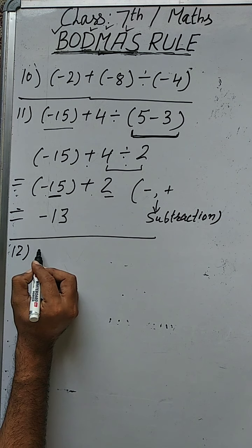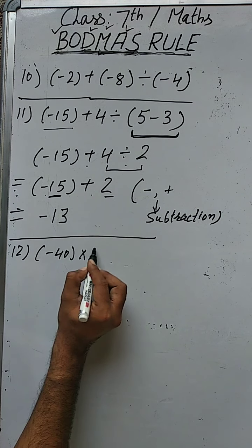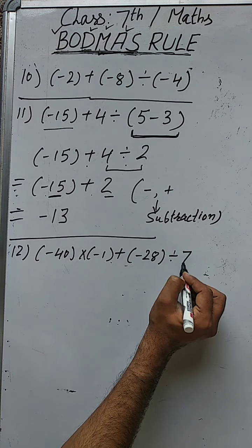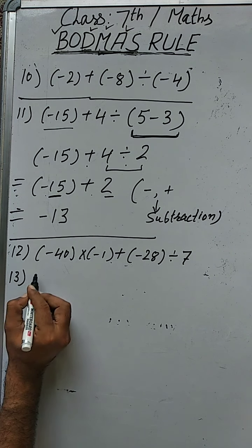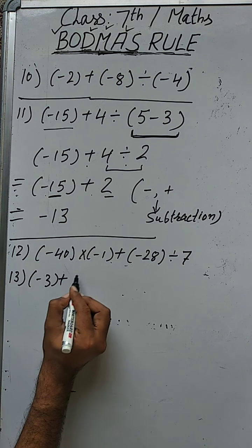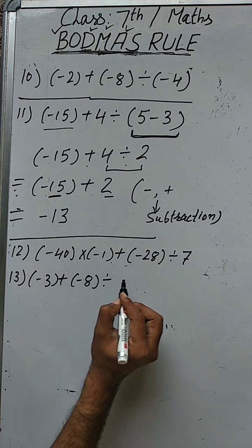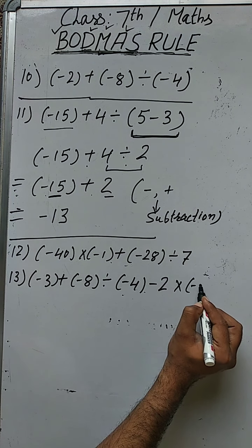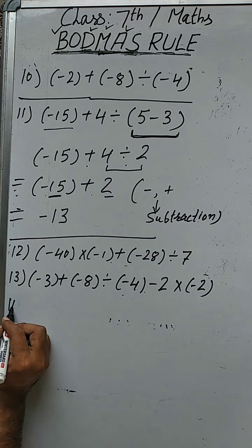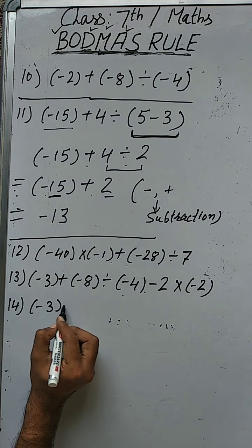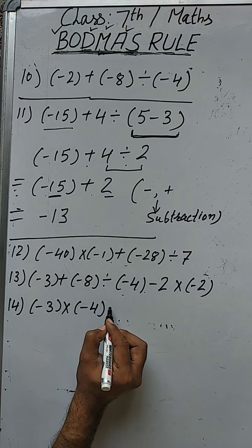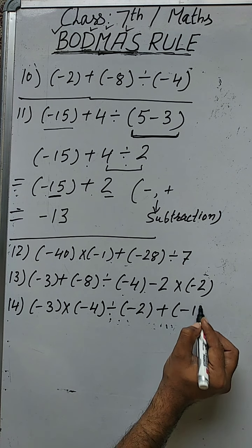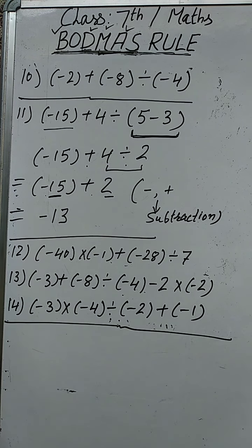Now question 12th. Minus 40 multiply minus 1 plus minus 28 divided by 7. Question 13th. Minus 3 plus minus 8 divided by minus 4 minus 2 multiply minus 2. And question 14th. Minus 3 multiply minus 4 divided by minus 2 plus minus 1. Try these questions by yourself.